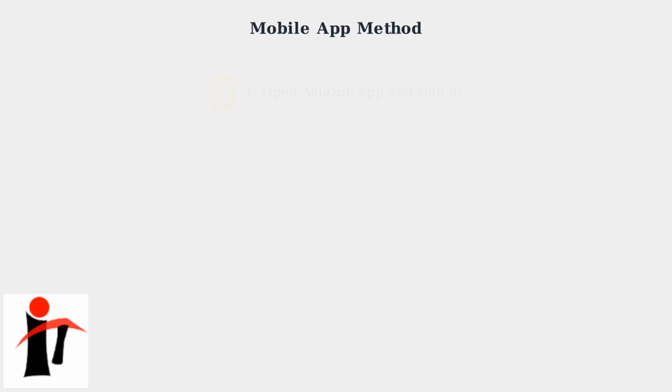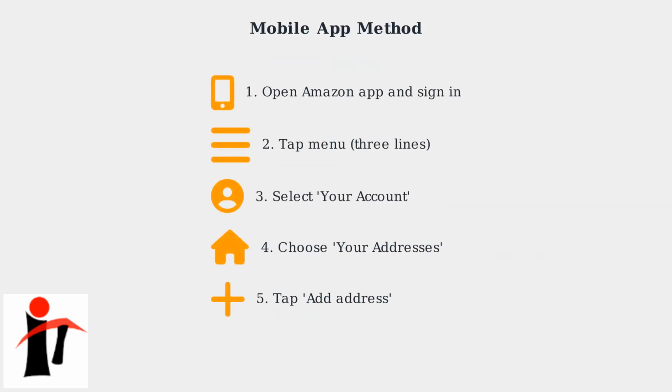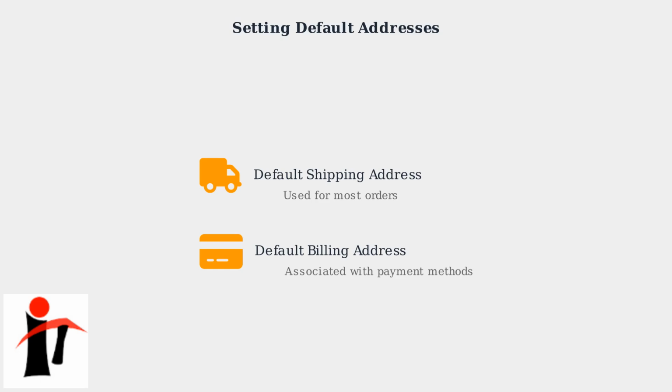The mobile app method is equally straightforward. Open the Amazon app and sign in. Then tap the menu with three horizontal lines. Navigate to your account, then your addresses, and tap Add Address. When adding an address, you can choose to set it as your default shipping or billing address. The default shipping address is automatically selected for new orders, while the billing address is used for payment processing.